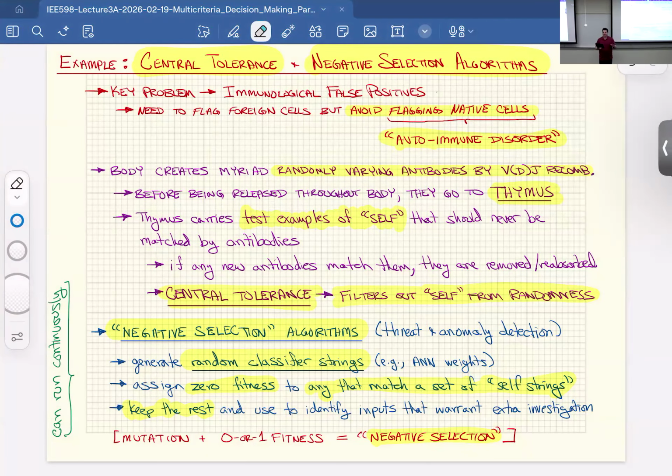All right, negative selection algorithms. Was there a question? Yeah. Do you have more examples about how to generate the random classifier strings? Because you mentioned neural networks, and I can understand you give it some info and you train it to output one if it's known good, but then if you're not providing any adversarial examples, then it might just learn to classify everything as one.